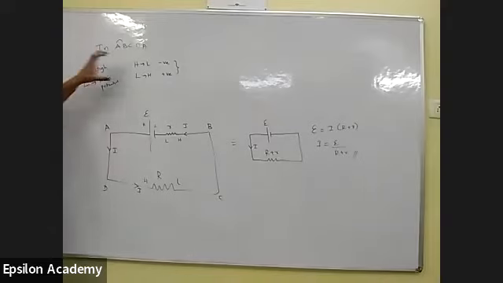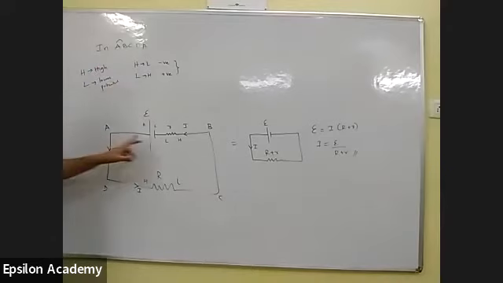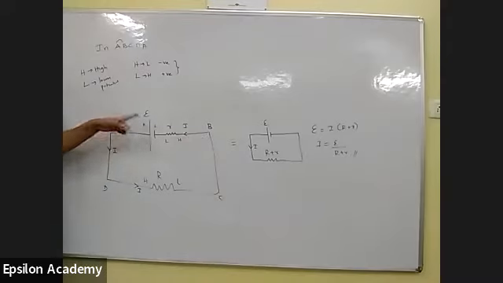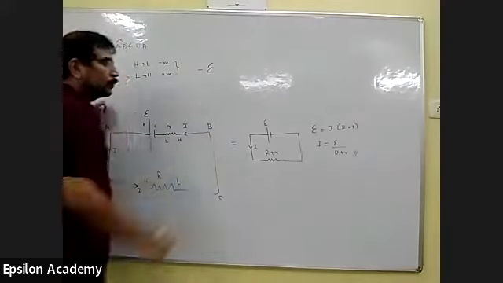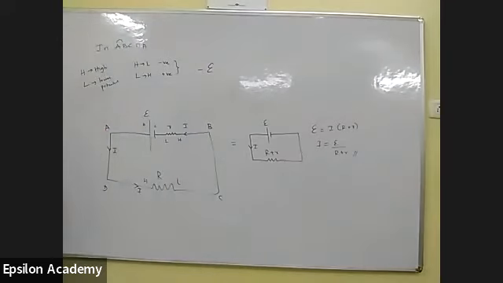Okay. Now having all these things in mind, tell me. When you are walking from A to B, the first device you are encountering is a cell. Across the cell, are you walking from H to L or L to H? H to L. So you are going to lose energy, so put minus. When you are writing it across the cell, you write potential difference. When you are writing it across the resistor, you write I into R.